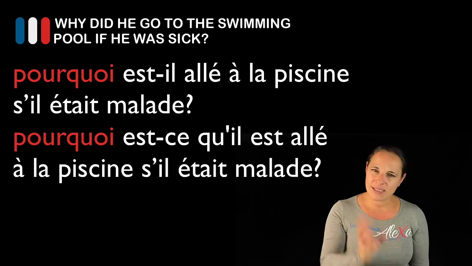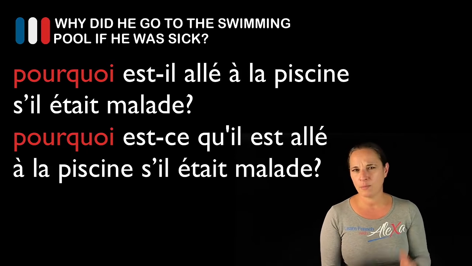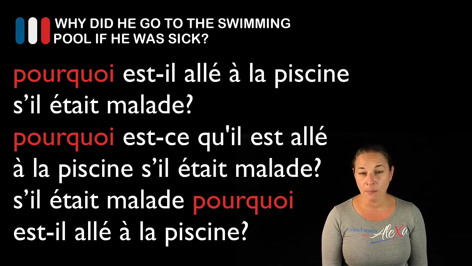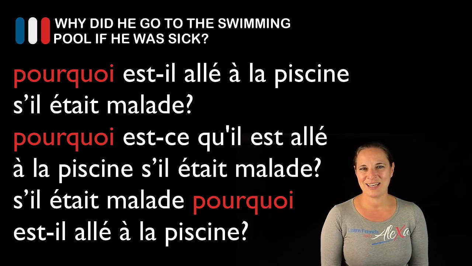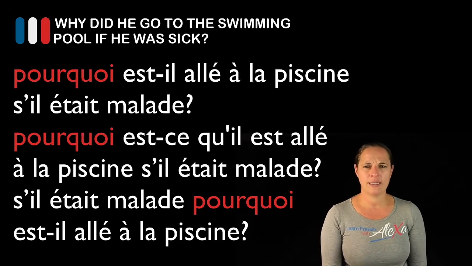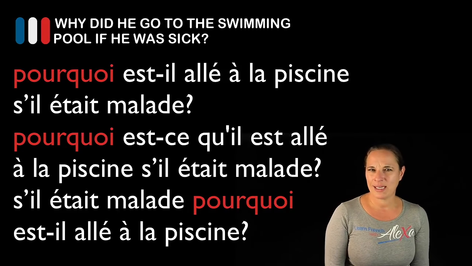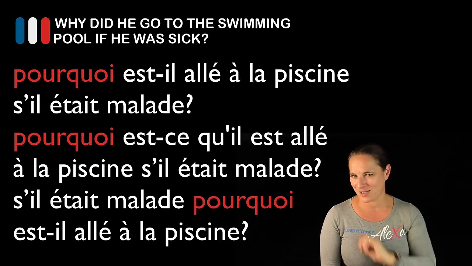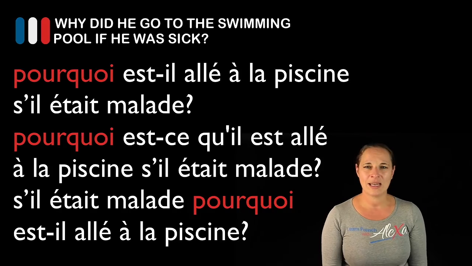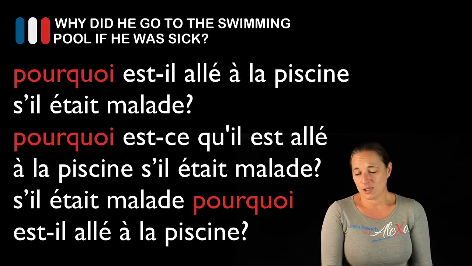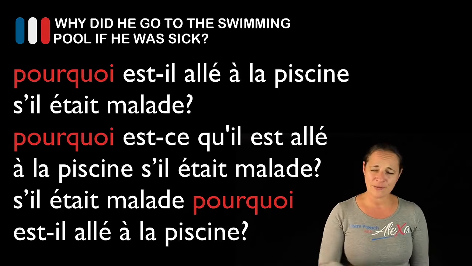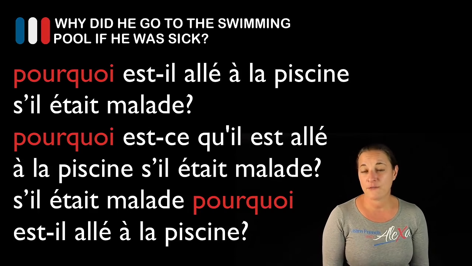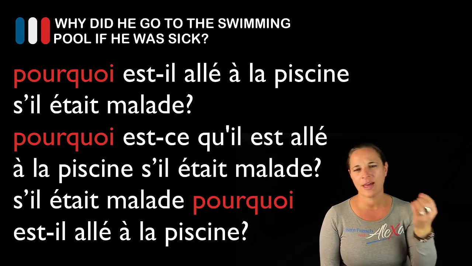Okay, now using that same example and with pourquoi in another place in the sentence, I could say, s'il était malade, pourquoi est-il allé à la piscine? If he was sick, why did he go swimming? Okay, now if you look at it, it's a little bit the same as the first sentence. Okay, just to show you that we can put pourquoi in different places in the question, and we can ask questions in very different ways. In France, some of them are more formal than others.